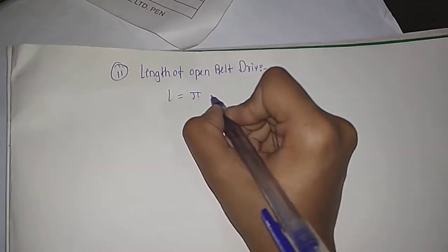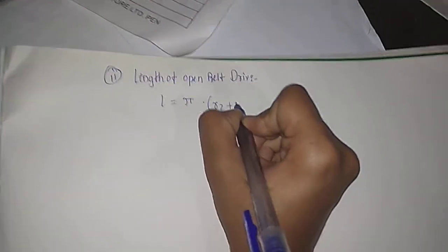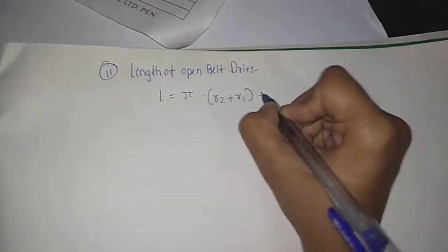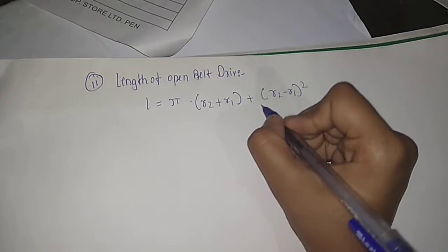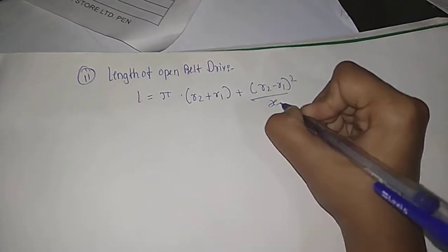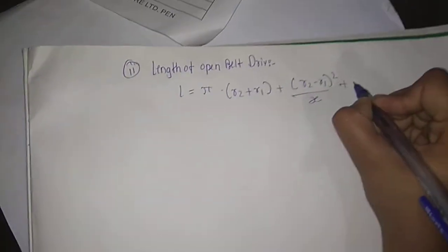Second is the length of open belt drive. L equals pi times (r2 plus r1) plus (r2 minus r1) squared divided by x, plus 2 times x.